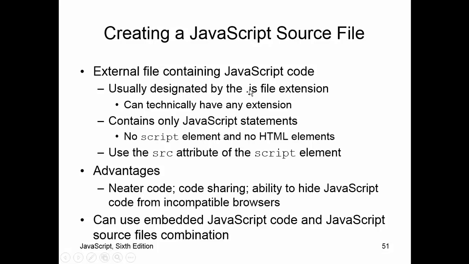I've already mentioned you can put your JavaScript in external files. It must have a .js extension and must contain only JavaScript. The advantages are just what I mentioned to you before. Your code is going to be neater. You are able to segregate your code. So you have your JavaScript in JS files, your cascading style sheets in CSS files, and your HTML in HTML files. All right?